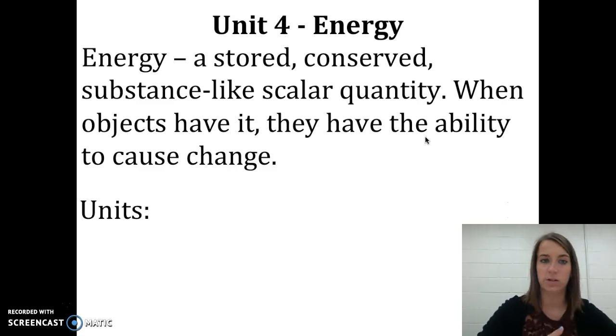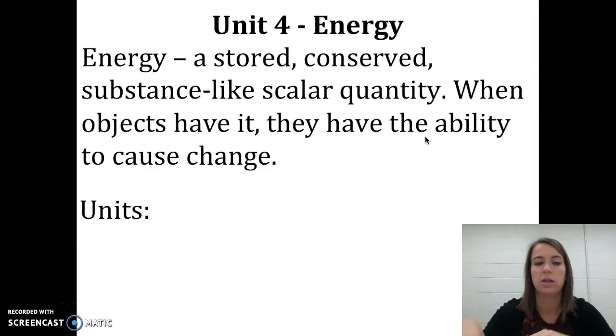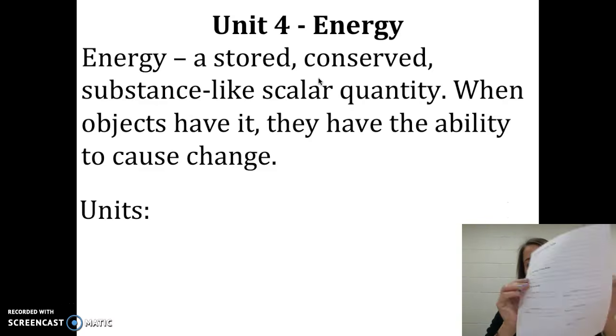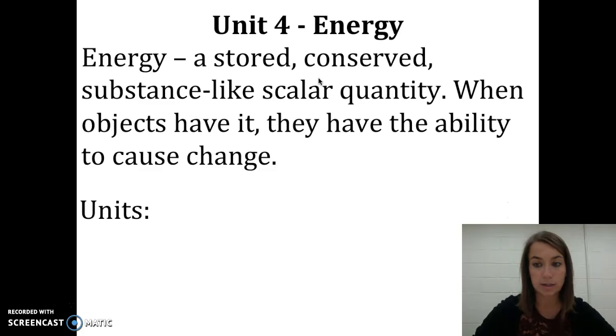So what is energy? What are we going to talk about? What is our base definition of energy? So we're going to say energy is a stored, conserved, substance-like scalar quantity. So scalar is important. When objects have it, they have the ability to cause change. And we'll talk a little bit more about what that exactly means. But you want to have this definition down at the top of page 1. You can pause this video if you need to write that down.